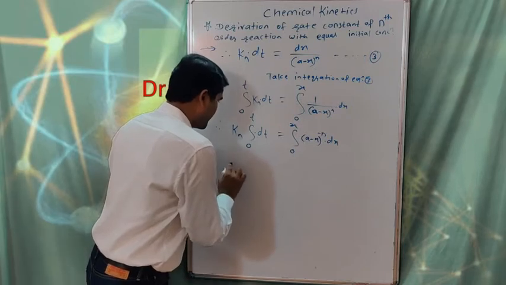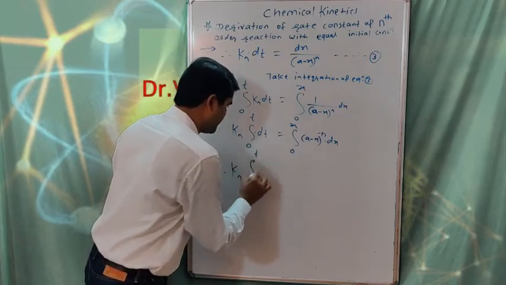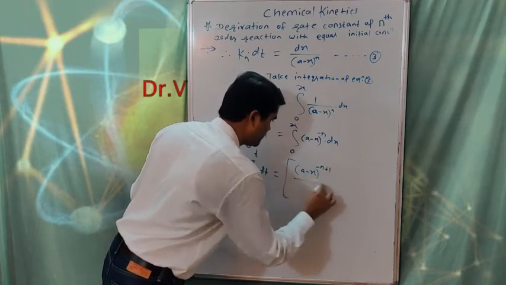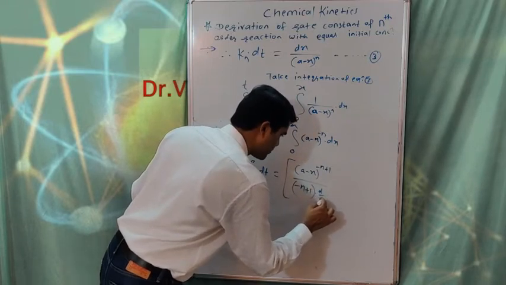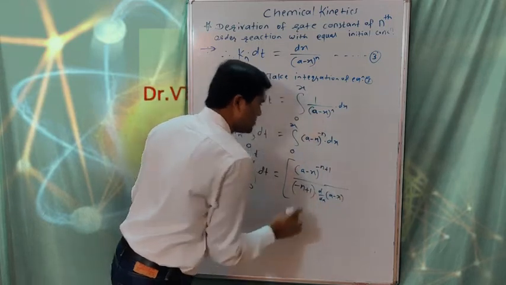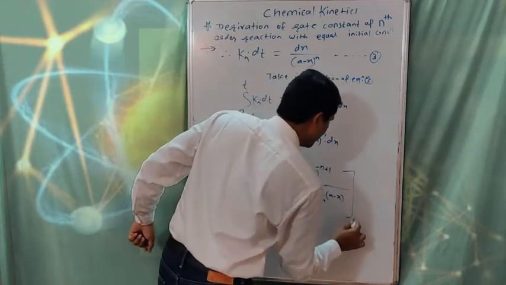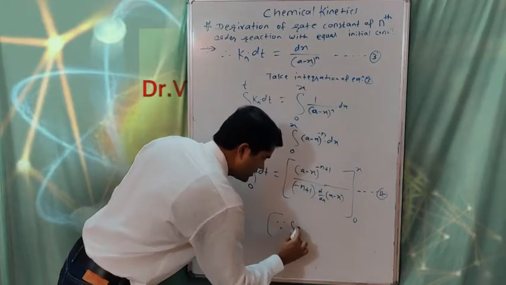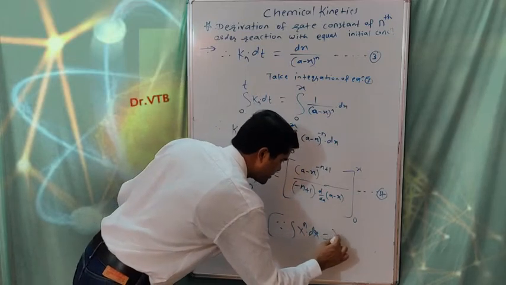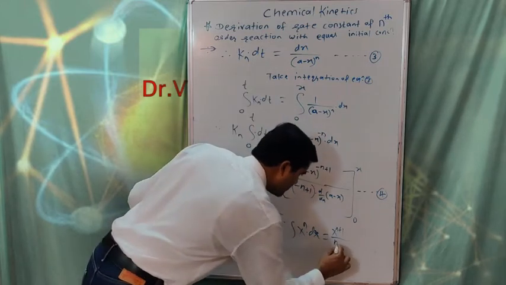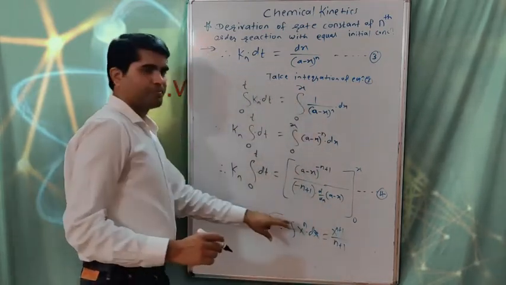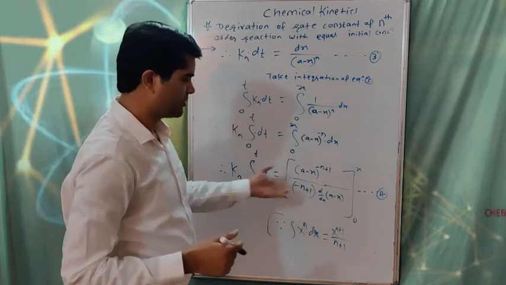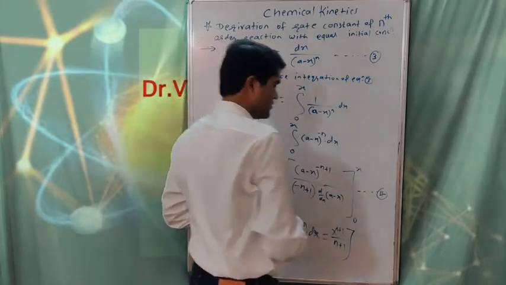Now we are applying the integration formula. Therefore Kn, 0 to t, dt is equal to (a minus x) raised to minus n plus 1 upon minus n plus 1 into the derivative of (a minus x), limit 0 to x. Don't forget to take the derivative of a minus x. So note down, this is equation number 4. What we have done is applied the formula: integration of x raised to n dx is x raised to n plus 1 upon n plus 1. If such a function is there, we have to take the derivative of that function also. With only x, no problem, because the derivative of x is 1. So this is the formula we have applied.